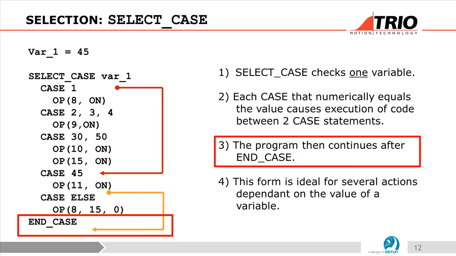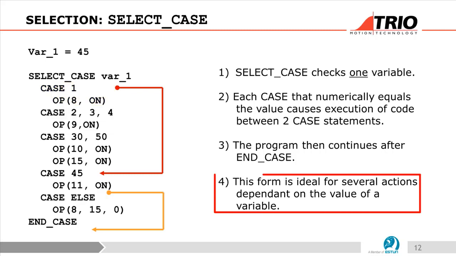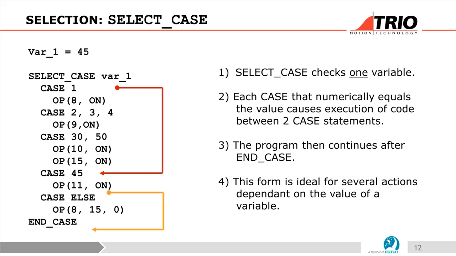You can set a variety of programs and set them as case 1, case 2, case 3. So for case 1 you can execute this. This form is ideal for several actions dependent on the value of the variable. You can program the case to a VR as well. For example, VR20 is the case: if VR20 is 5, execute case 5; if VR20 is 1, execute case 1.